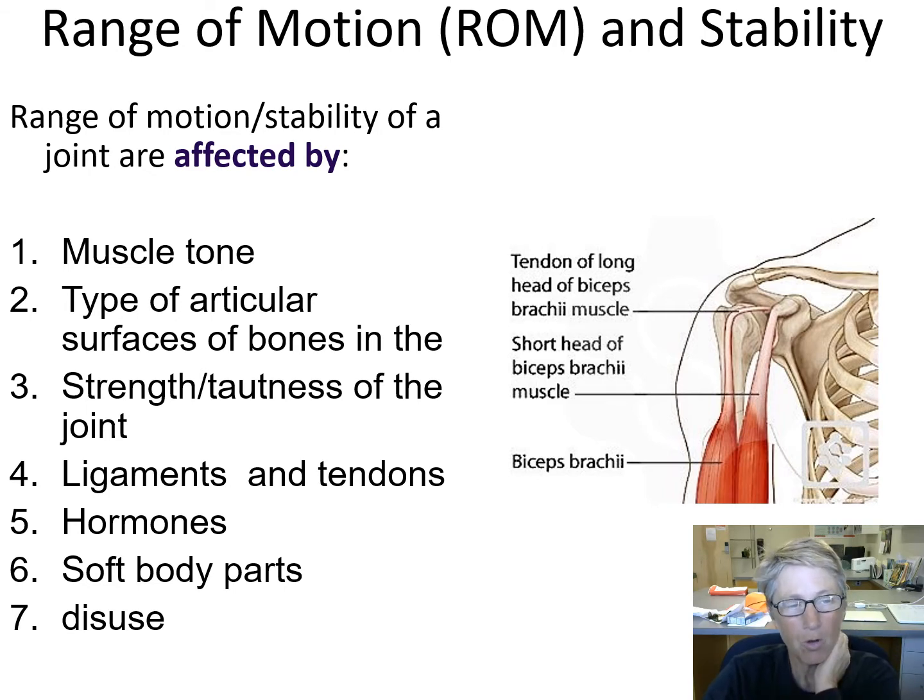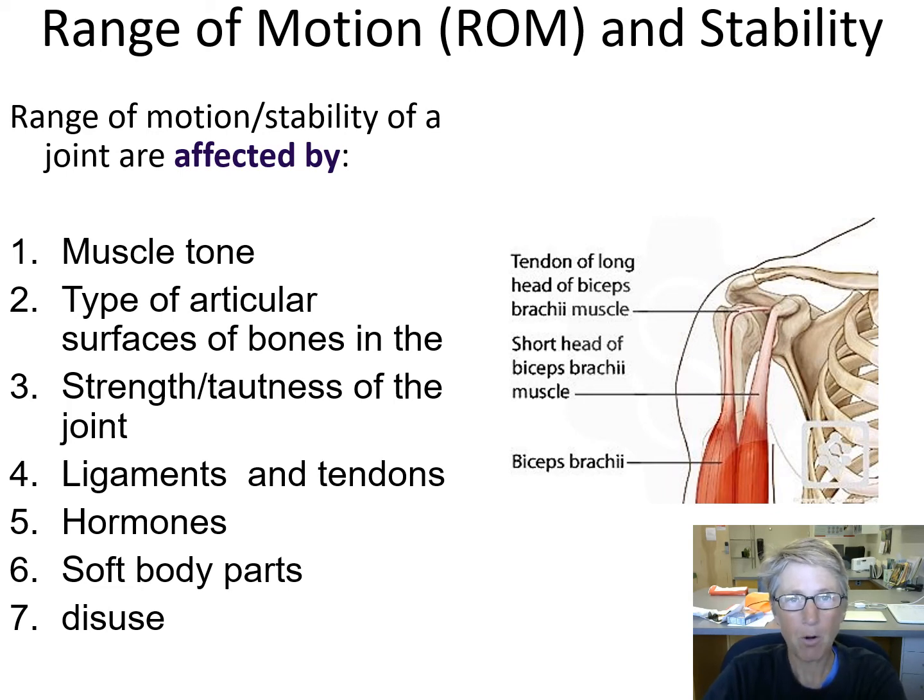Okay, so muscle tone is one thing. Another is the type of articular surfaces of the bones in the joint. What kind of articular surfaces are there? Where the two bones meet, that would be the articular surface. We'll talk about that. The strength and the tautness of the joint will affect the range of motion. The number of ligaments and tendons in a joint affects the range of motion of a joint. Hormones also affect the range of motion of a joint.